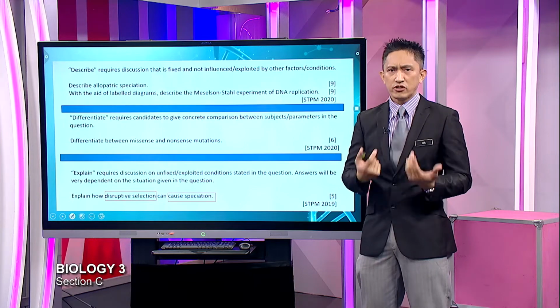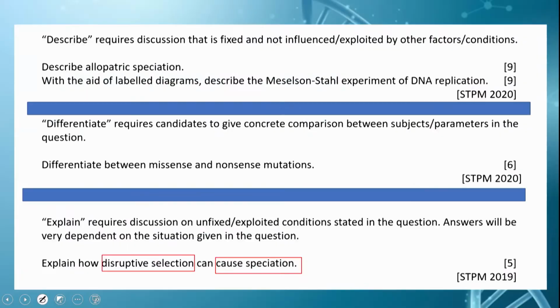Ataupun senang cerita, describe ini, jawapan untuk soalan yang berbunyi describe hanya copy paste dengan apa yang calon telah belajar saja. Okay, now when it comes to differentiate, it requires candidates to give a concrete comparison between the subjects or parameters in the question. One example question is: differentiate between missense and nonsense mutations. Then explain requires discussion on unfixed or exploited conditions.